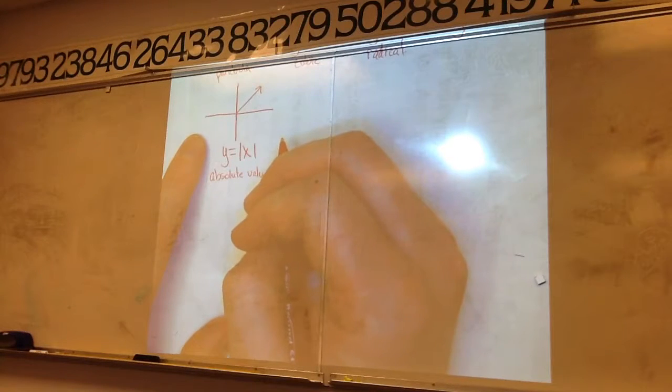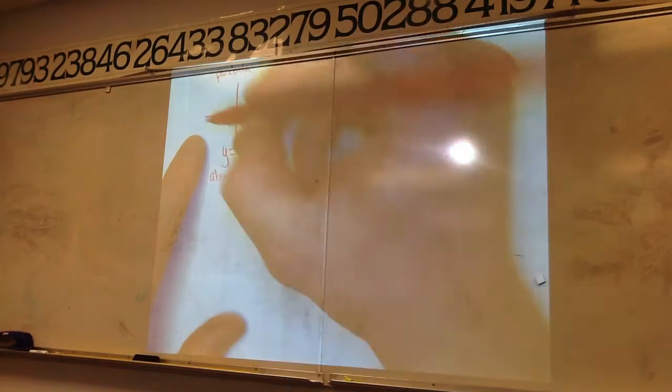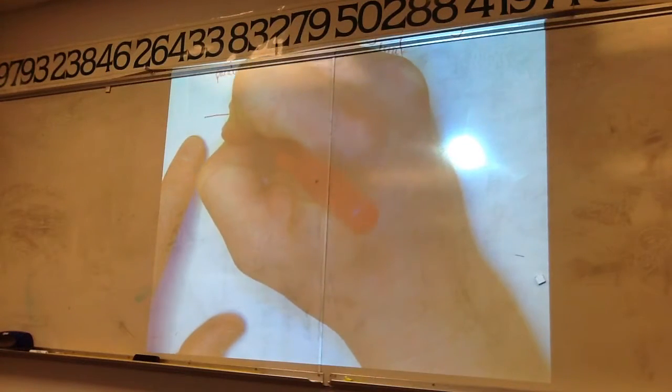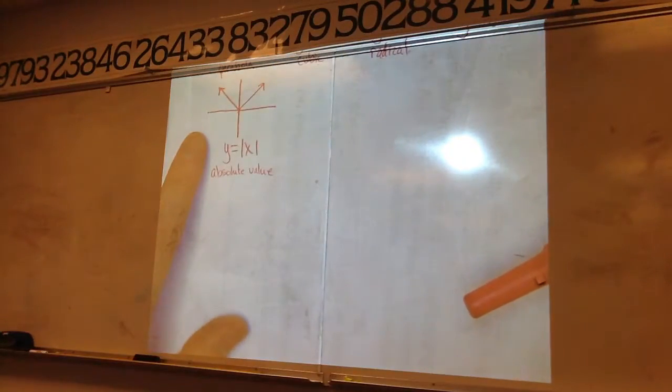When x is negative 1, what's y? 1. When x is negative 2, what's y? 2. Negative 3, 3. So what happens over here? Straight line going up. It's a V. Easy to remember. Absolute value. The V.